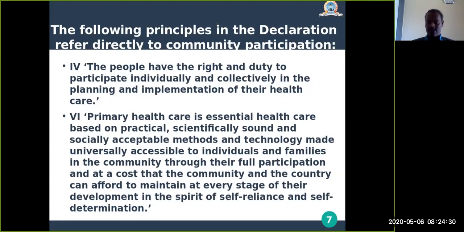Now you can refer to your definition of primary healthcare. The declaration translated that into an action plan.